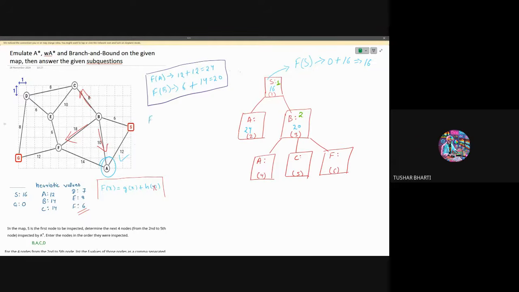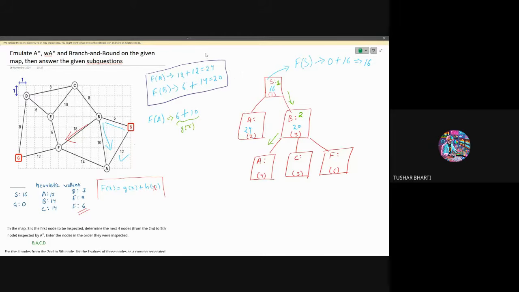So this time f of A will be, this time we need to select this path. So S to B and then B to A. So what will be our g of x? G of x will be S to B. First we will write 6, and then again B to A, that is 10. Now this 10 plus 6 plus 10 is our g of x value.